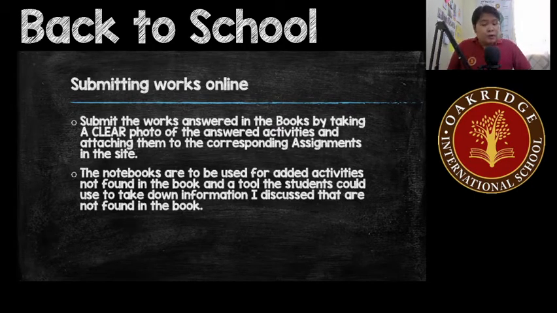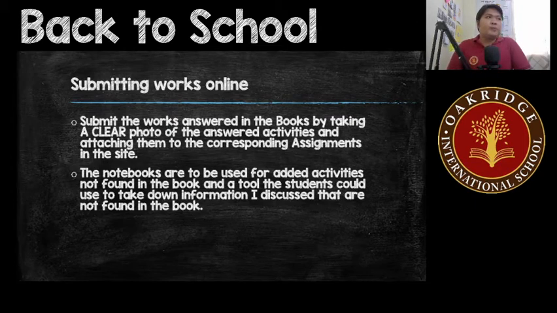Or you could also be using them for when you take down notes with my discussions. Especially, I tend to have discussions that are not mainly in the books. Most of them are in the books, yes, but I do have a lot of additional information, a lot of additional things that I give, okay? You could use your notebook to take down notes there, okay?